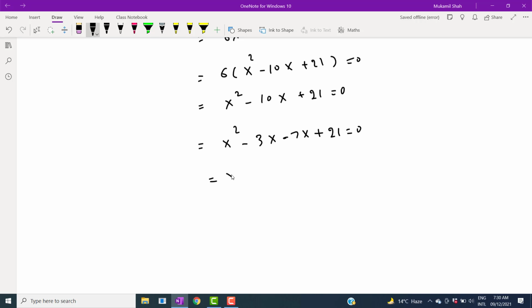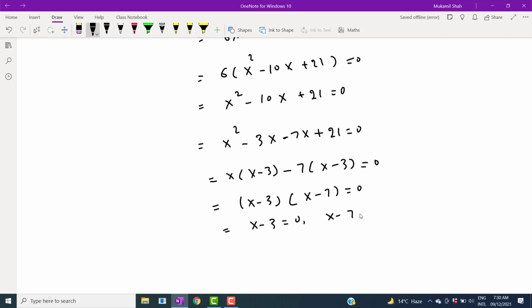You can take x common from the first two terms and get x minus 3, and from the last two you can take minus 7 common and you will get x minus 3. Why? Because when you take a minus sign common, the sign inside the bracket changes. So again you can take x minus 3 common, giving x minus 3 times x minus 7 equal to 0. Clearly x minus 3 is equal to 0, or x minus 7 is equal to 0, so x is equal to 3 and x is equal to 7. So these are the two critical values.